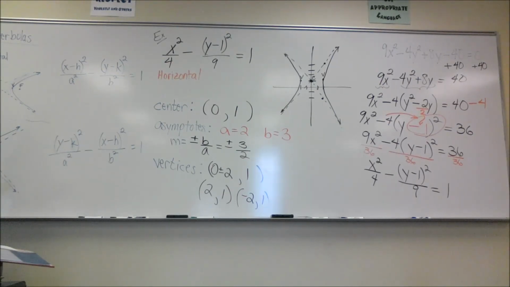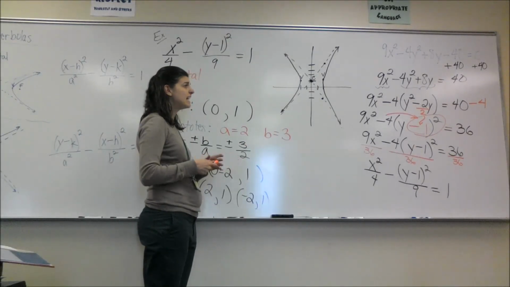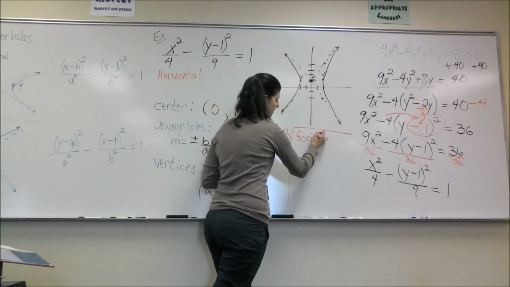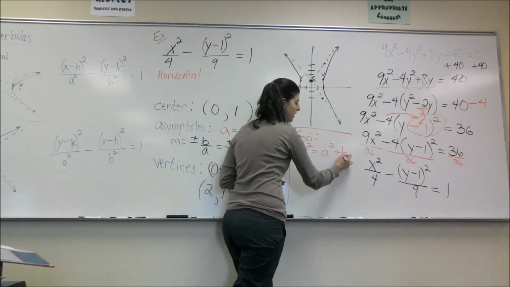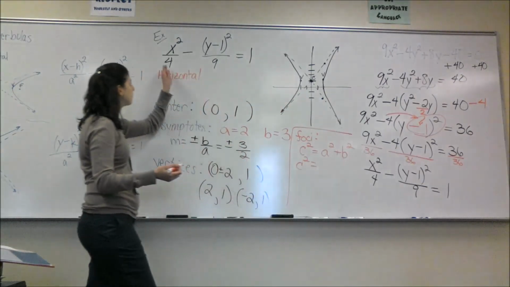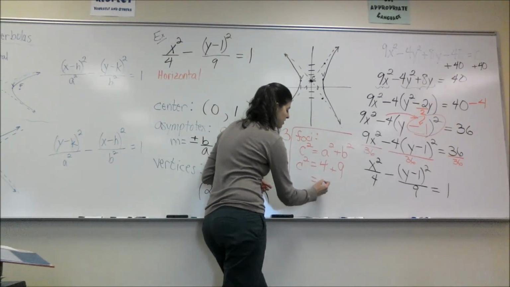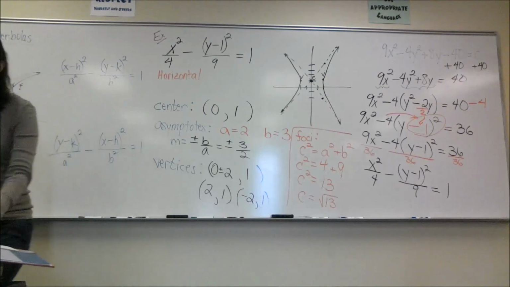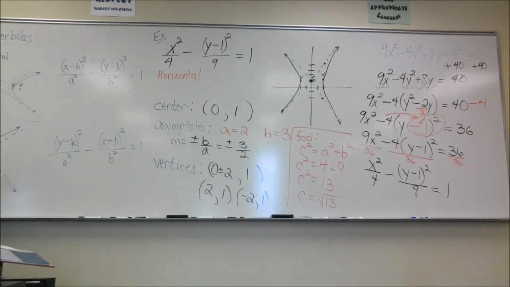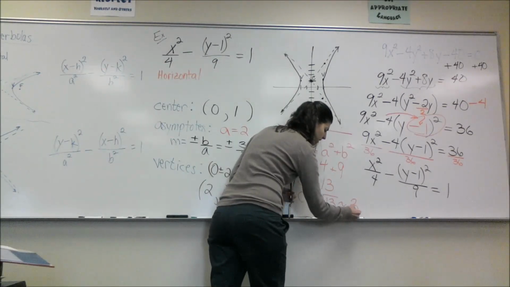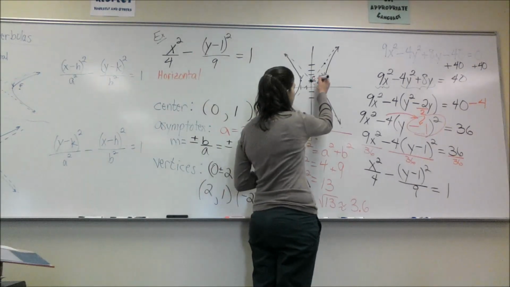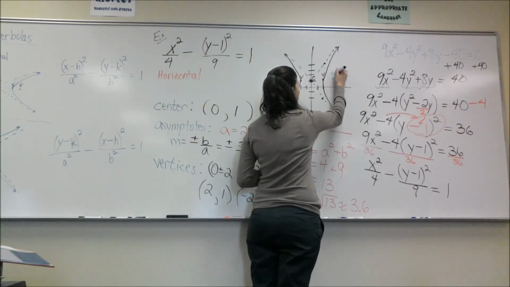Now we're ready for the foci. I need C. C squared equals A squared plus B squared. So C squared is going to equal 4 plus 9, which is 13. So C squared is 13. C is the square root of 13, which we did a second ago. I think it came out to about 3.6. Yep, 3.6. So I need to add and subtract 3.6 from my center. So I'm going to go 3.6 units to the right and 3.6 units to the left.